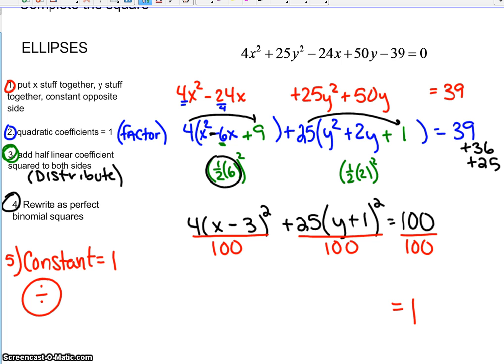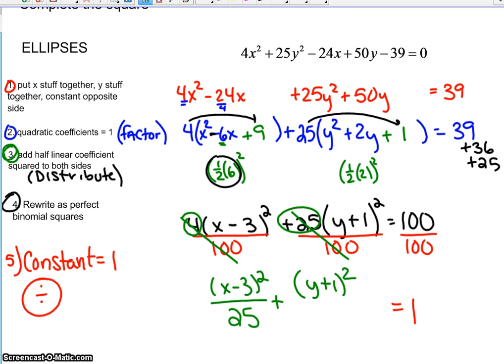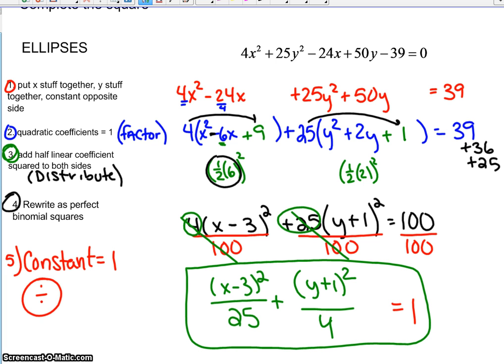The nice thing is these numbers out in front, with the ones you're going to see, should be a multiple of that denominator. If not, you've probably got to go back and look at what you did. So I'm going to divide a 4 out of the top and the bottom, which is going to leave me with a 25. I'm going to divide a 25 out of top and bottom, which is going to leave a 4 in your denominator. And there's your standard form. Now you'd be able to go and graph that ellipse.